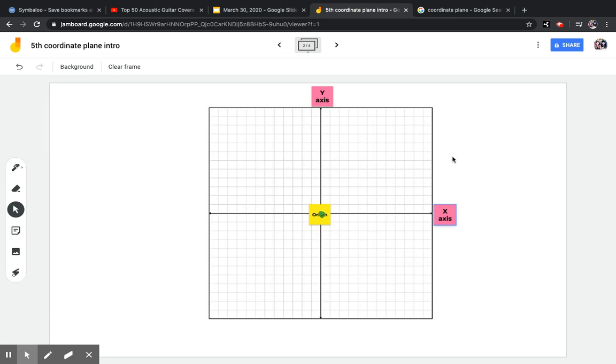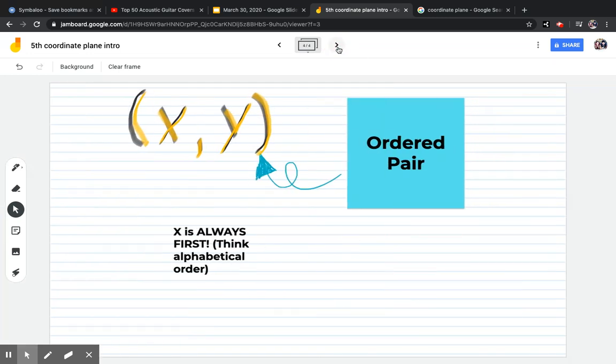Another important fact about coordinate planes is they have these little arrows at the end of each line. This arrow means that these lines can go on forever. So just because it ends right here doesn't mean that there's not a 12, a 13, a 14, 15 down here. They're just hidden. We're not really looking at them right now. So let's look at the next important part, our ordered pair.